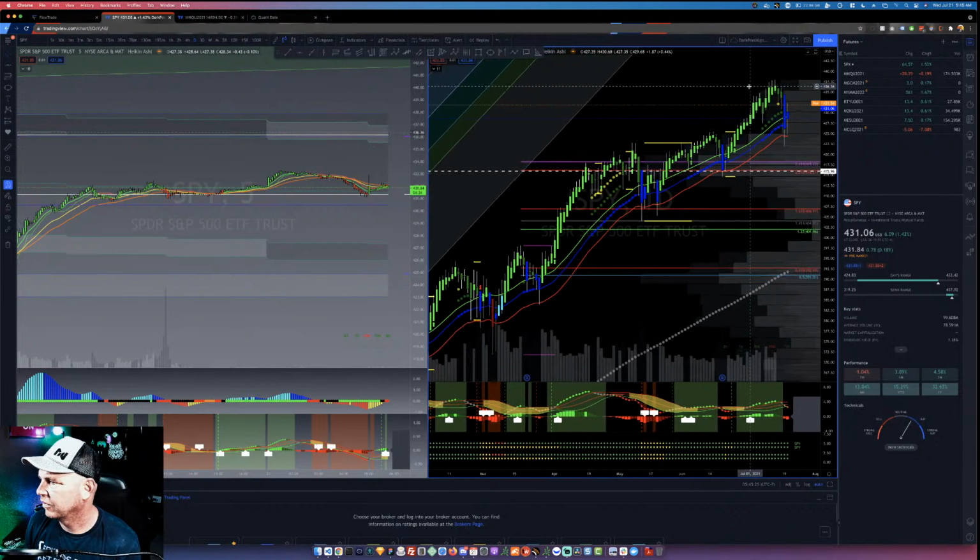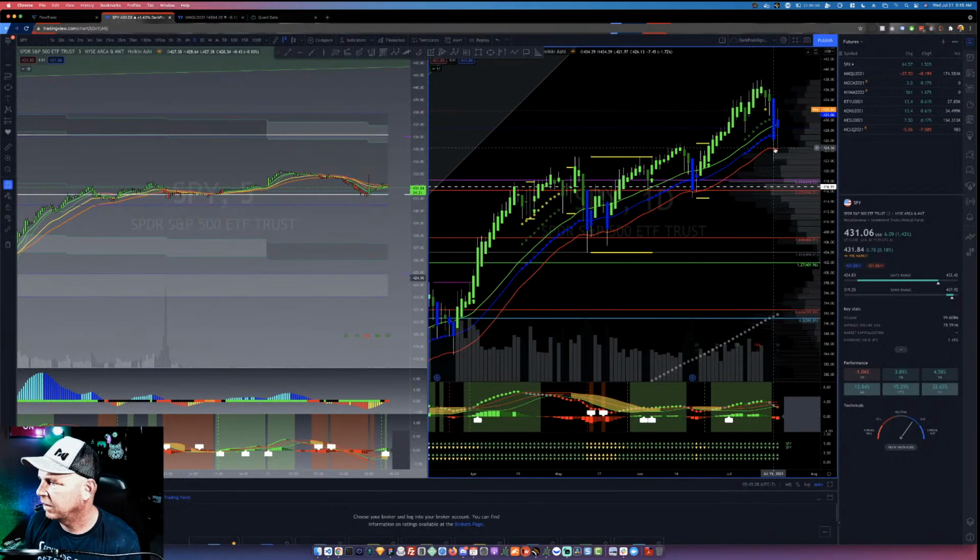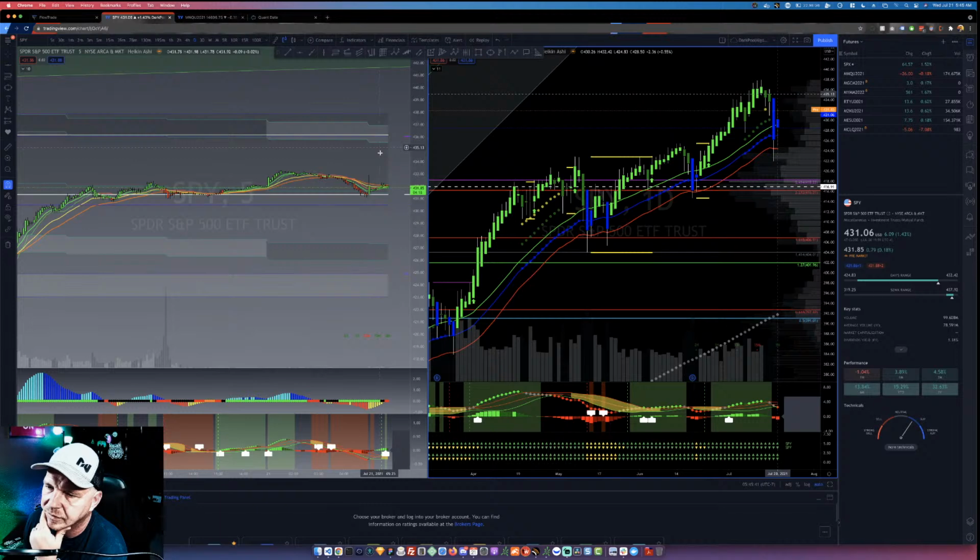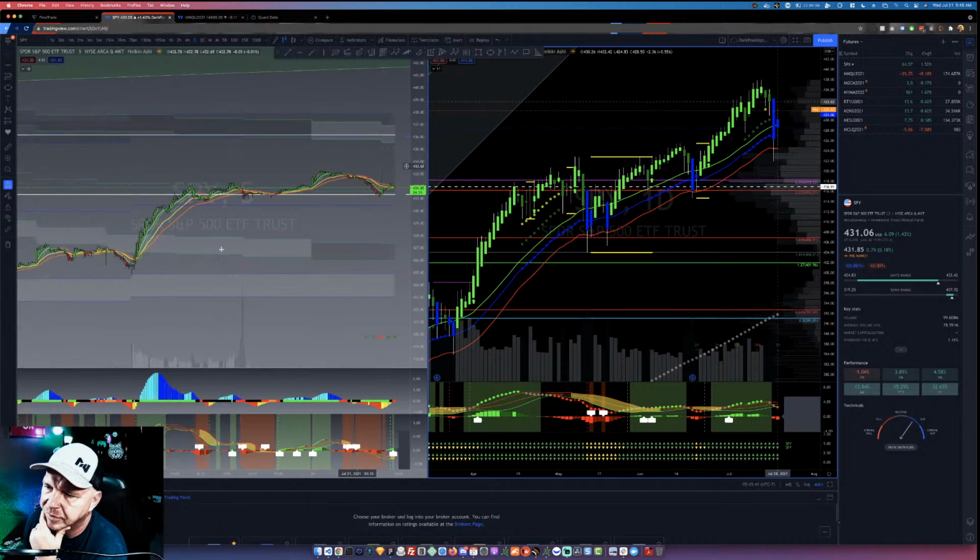As far as the overall trend, we dipped down into the 34 EMA low yesterday, right at 424.50. Nice gap up overnight. Weekly cloud, 433 resistance, 430 is support. A break below 430, we come back down to 427.